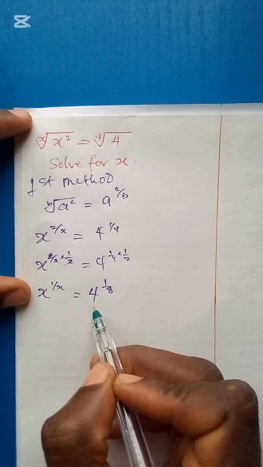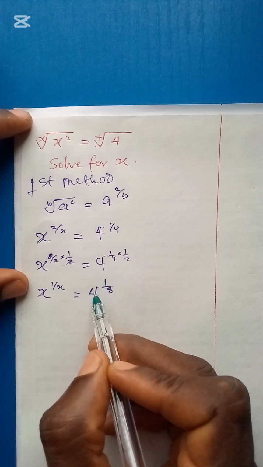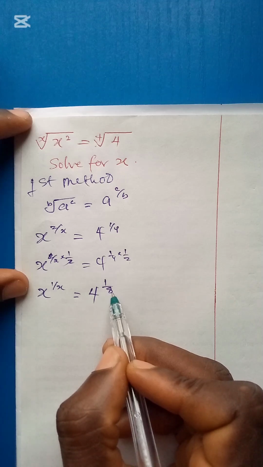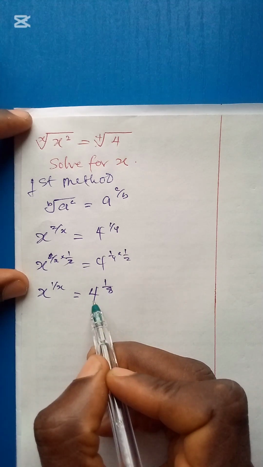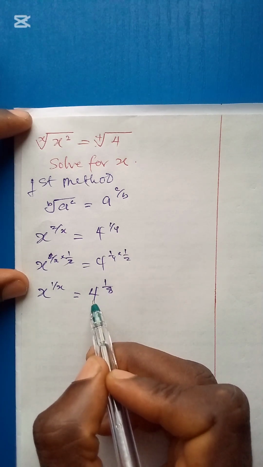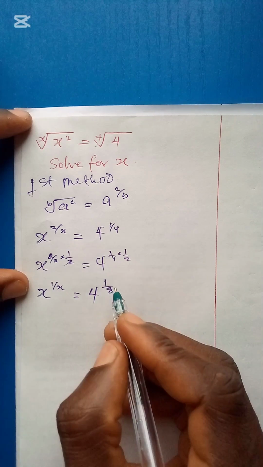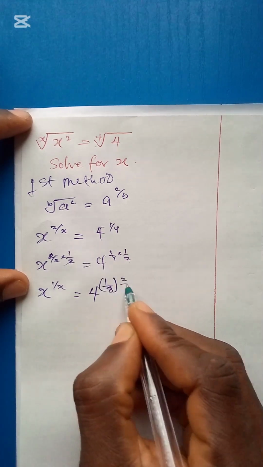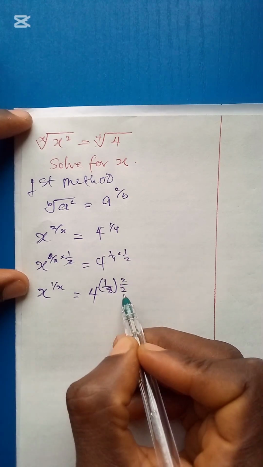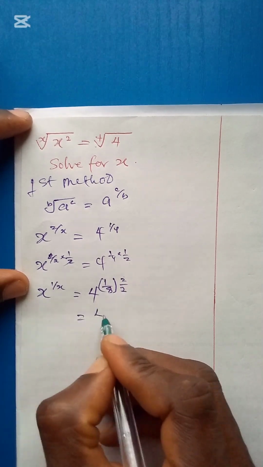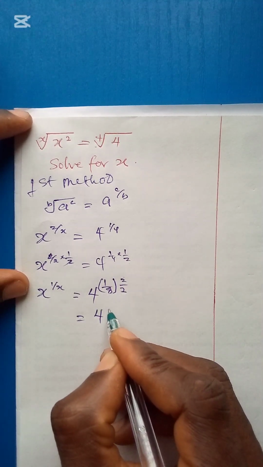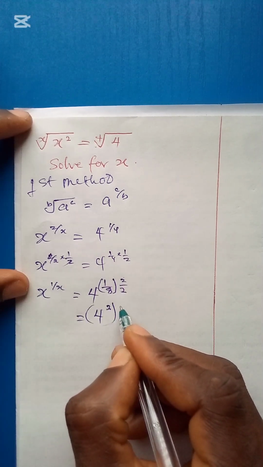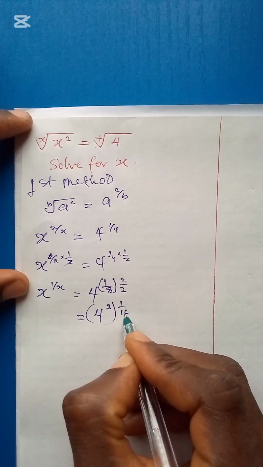Now what I need to do is to manipulate the power on this side of the equation, such that the denominator will become the same thing as the base here. For me to do that, I need to multiply and divide the power by 2, since 2 divided by 2 is 1. So I have 4 brackets 2 raised to power 1 over 16.